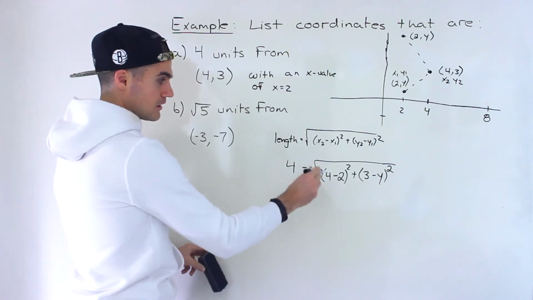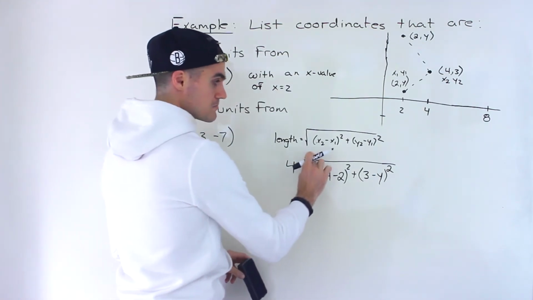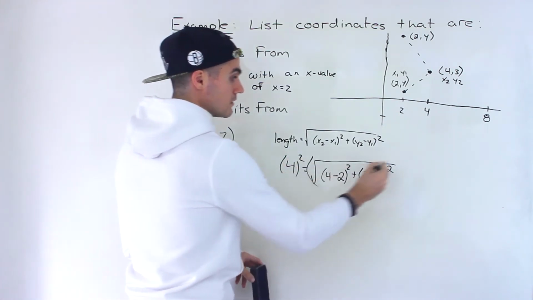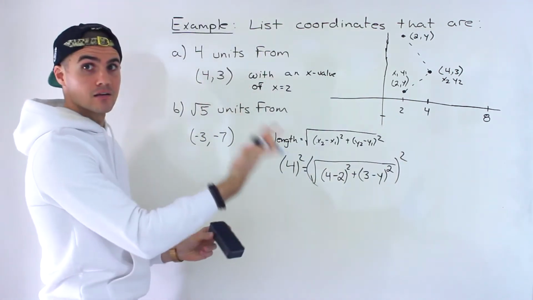So from here, what you want to do is first get rid of this big square root on the right side. What you would do is square both the left side and the right side.